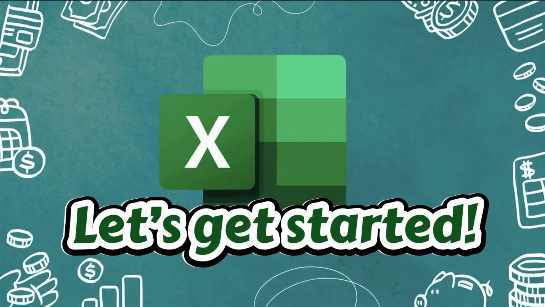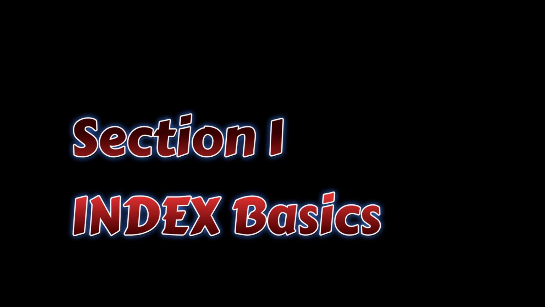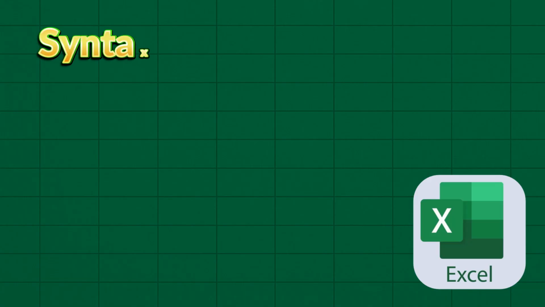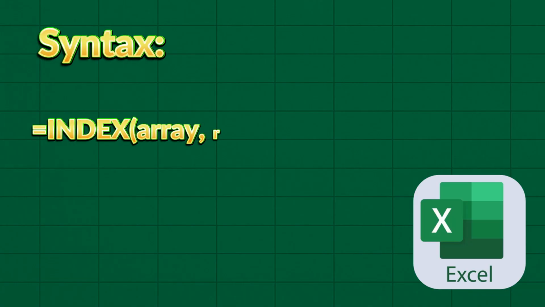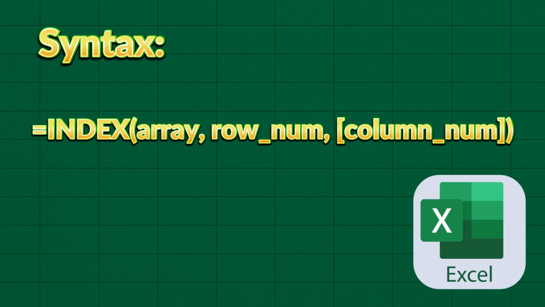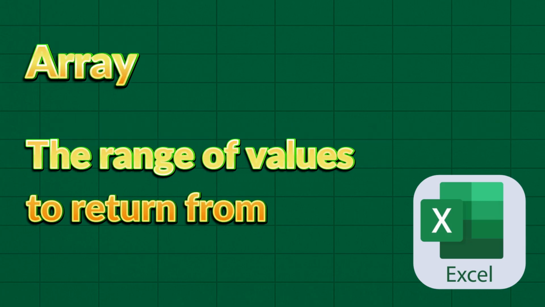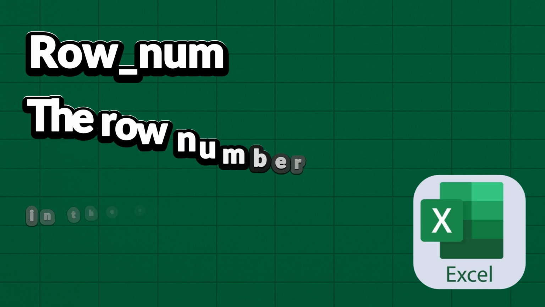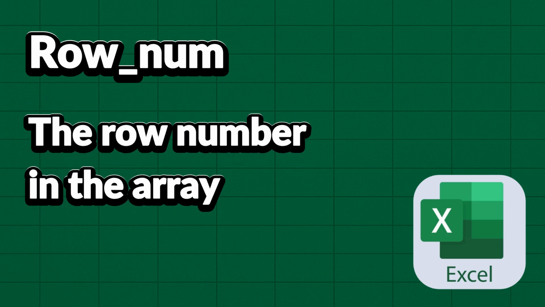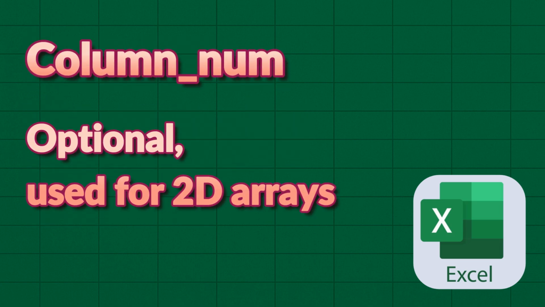Let's get started. Section 1. INDEX Basics. Syntax. Equals INDEX(array, row_num, column_num). Array. The range of values to return from. Row num. The row number in the array. Column num. Optional, used for 2D arrays.